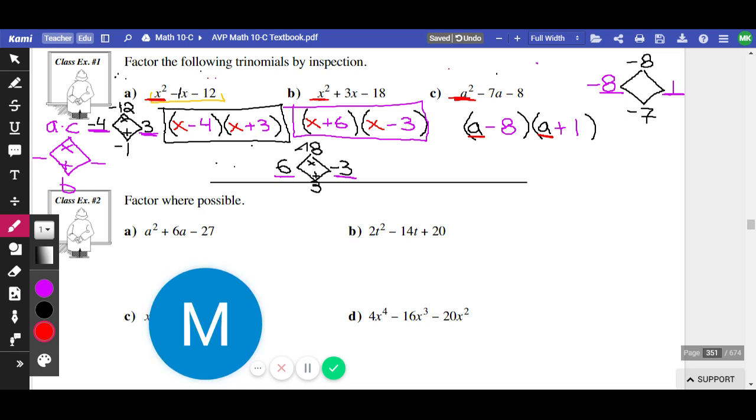To figure out the second term in each binomial, I did a little diamond up top. The diamond is a times c on the top, a equaling 1, which is right here, and c equaling negative 8, because it's right here. So a times c goes on the top. On the bottom of your diamond is your b value. Your b value is right there. So b equals negative 7. The sides of the diamond you have to figure out. It's 2 numbers that multiply to be the top one, add to be the bottom one.